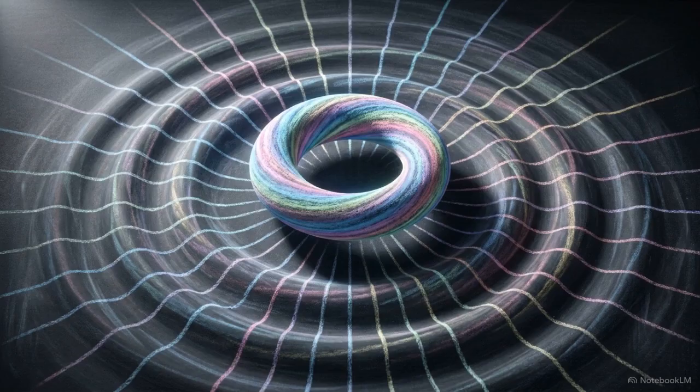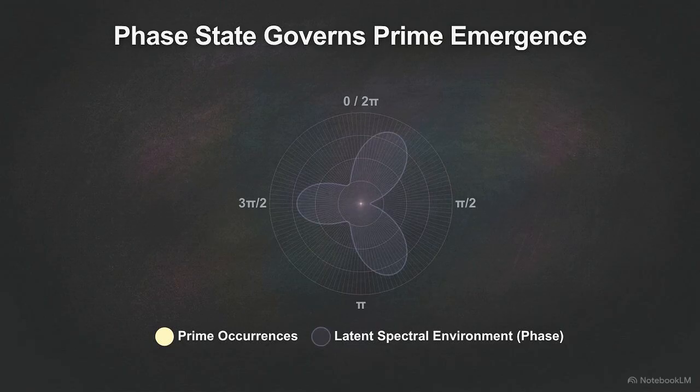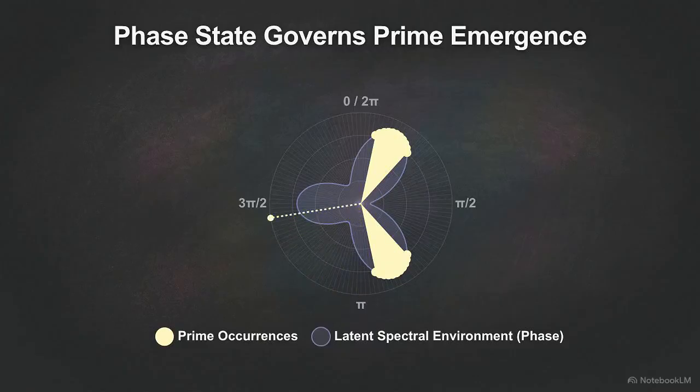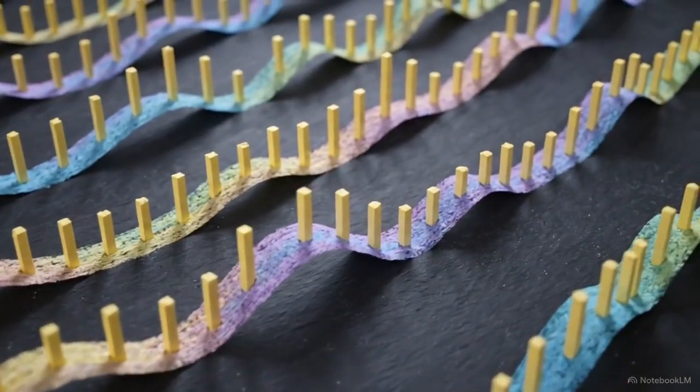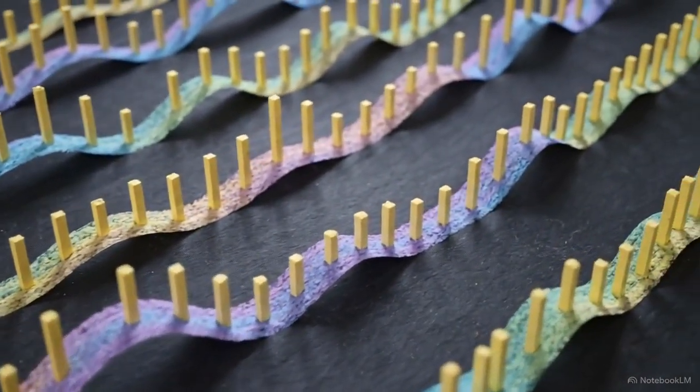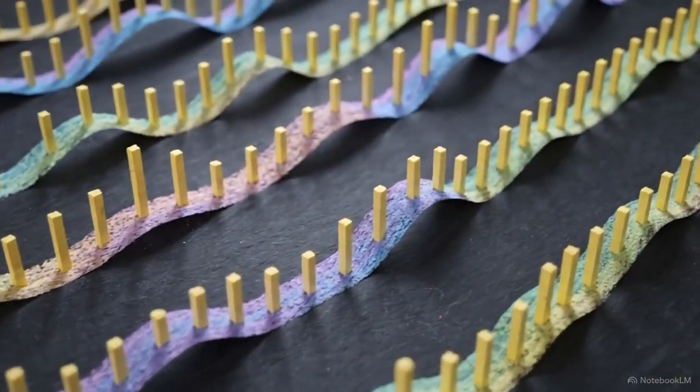The zeros actually define a pre-existing spectral environment. This environment establishes a strict phase state, and primes only emerge where that phase allows them to exist. This makes primes the measurable physical reactions to a deeper geometric structure governing the number line. Ultimately, we can now see that the distribution of primes is a physical measurement of a highly structured mathematical spectrum.